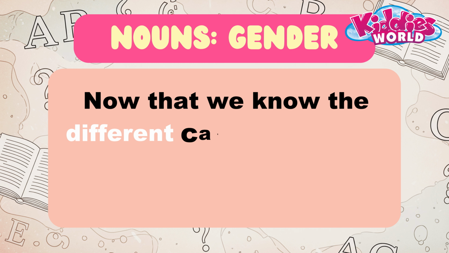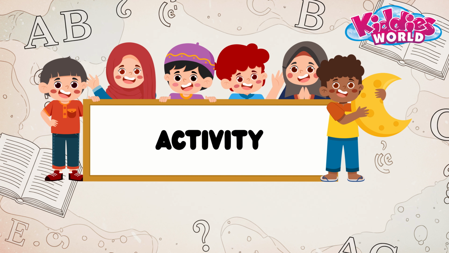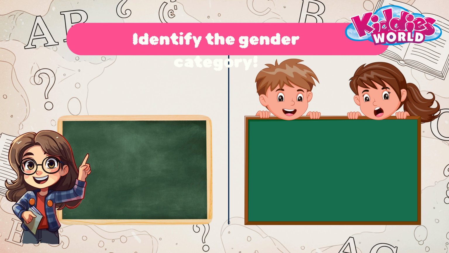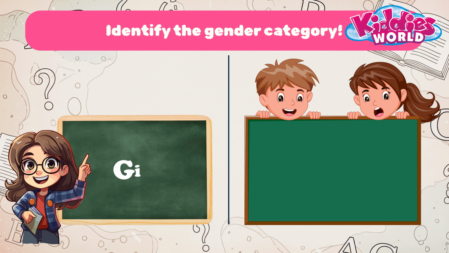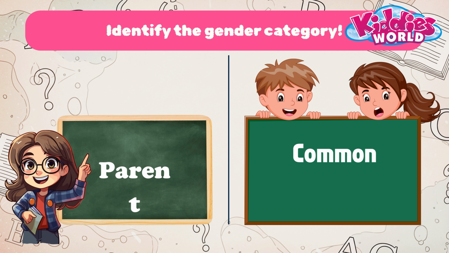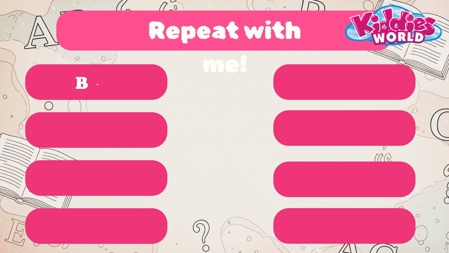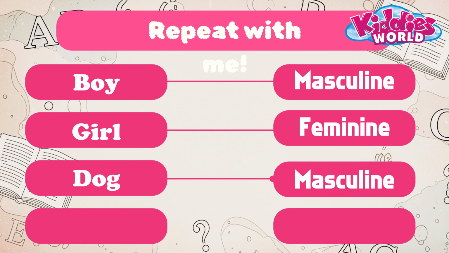Now that we know the different categories, let's practice identifying them. Activity. I will say a word and you shout out which gender category it belongs to. Boy, masculine. Dog, masculine. Girl, feminine. Cat, common. Parent, common. House, neuter. Can you say them with me?